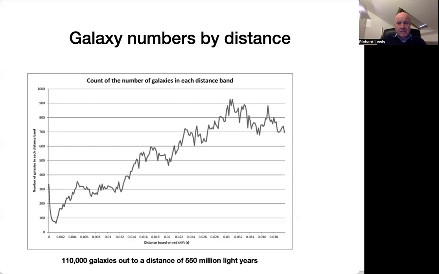And if you say that the number of galaxies is going up in a linear way, you can rephrase that to say that the number of galaxies out to a certain distance goes up as the distance squared. So although this is a very local view of the galaxy distribution, we're going to use that as the basis for a broader assumption about galaxy formation.